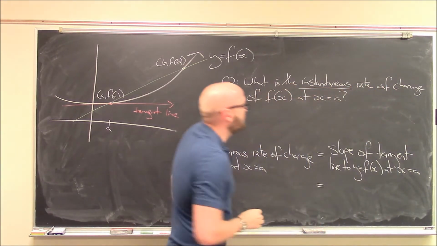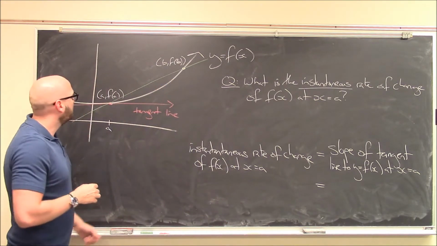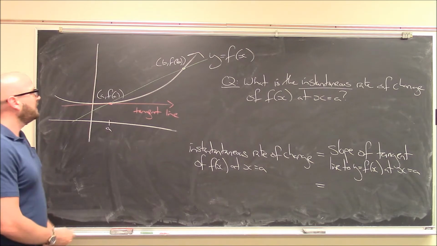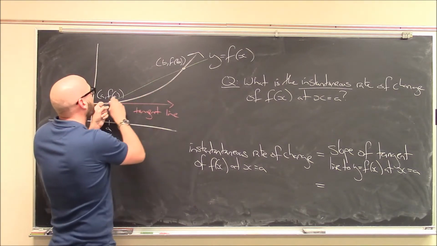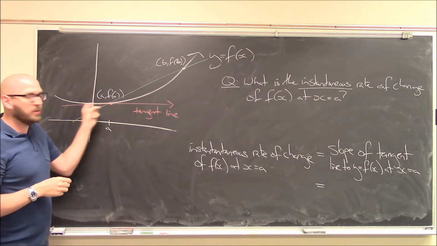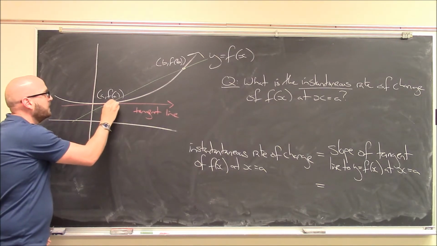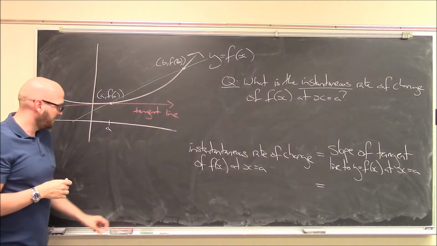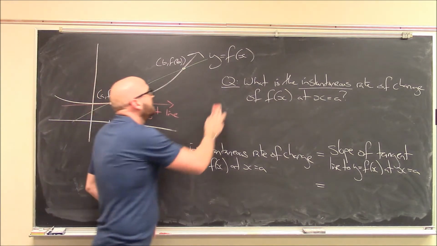So the question now becomes, how do I measure the slope of this tangent line? Well, I can't do what I was doing with the secant line, because the secant line requires my line to pass through 2 points on the curve. Here I actually only know a single point on this tangent line. It's this point right here, a and f of a. So how do I find that slope? Well, here's the idea.